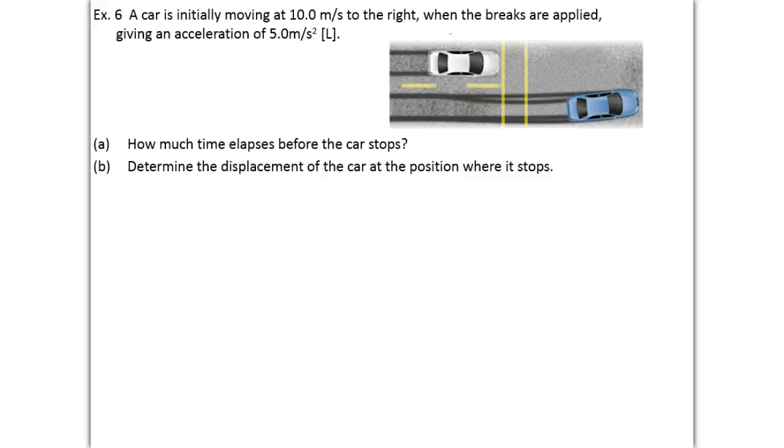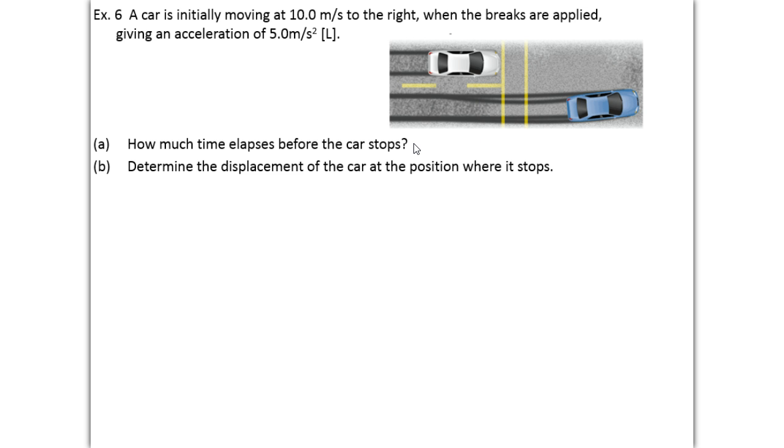Okay, we'll go through the solutions now for those examples that I assigned in class. So the car is initially moving to the right at 10 meters per second when the brakes are applied, giving an acceleration of 5 meters per second squared to the left. When you apply the brakes, the acceleration is going to be in the opposite direction, so the car is going to be slowing down.